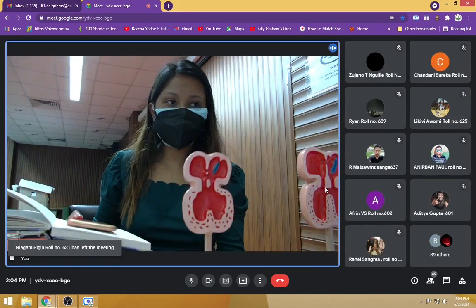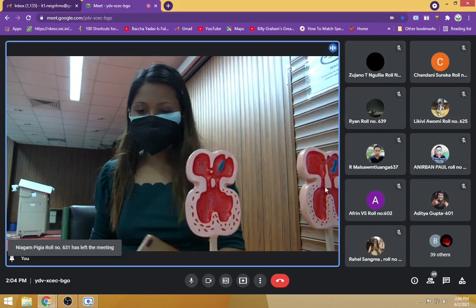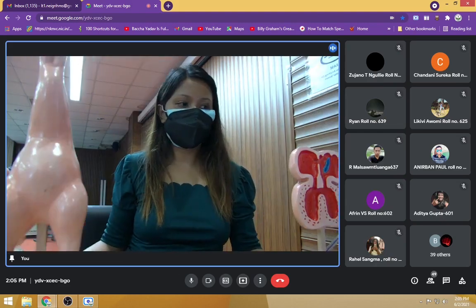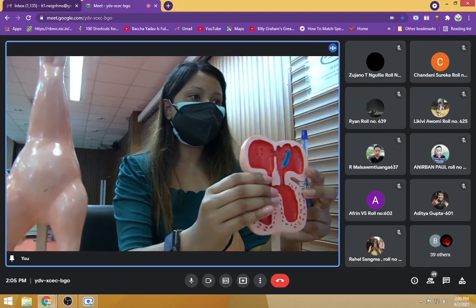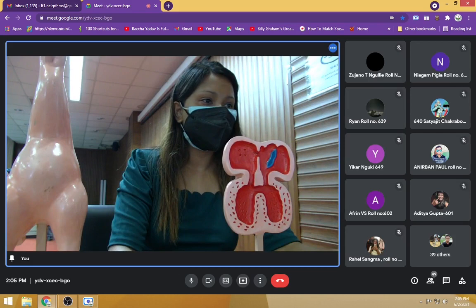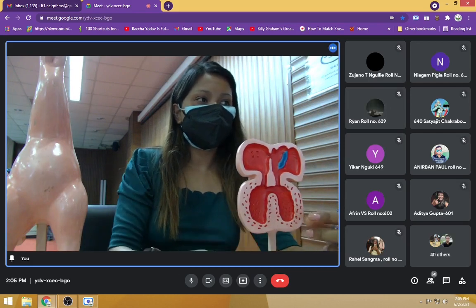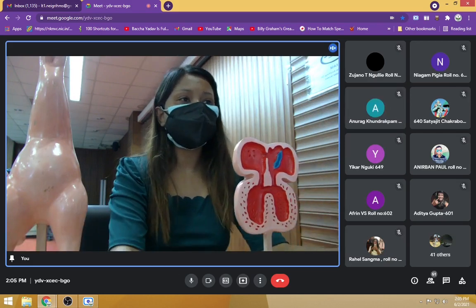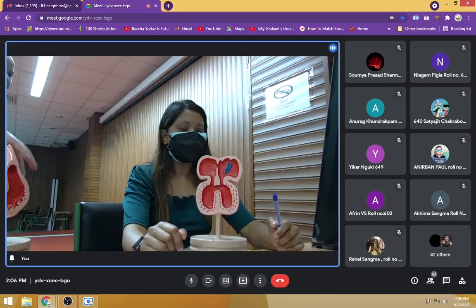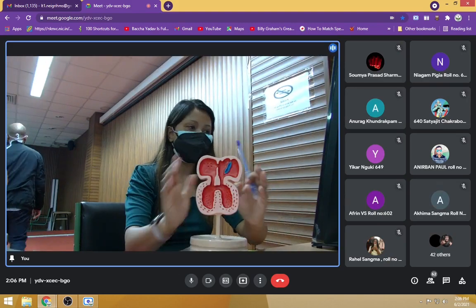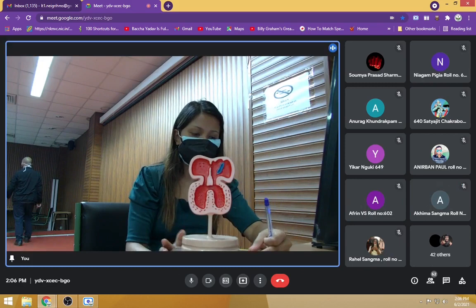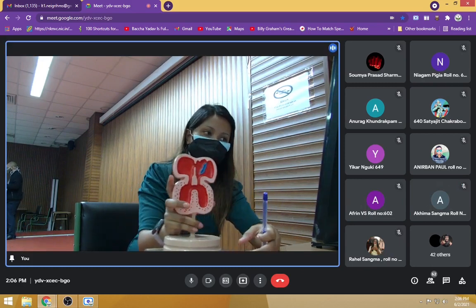So today we are going to show the embryology models. Everybody can see this model. Today we are going to show the model of the development of heart. So this is the model of the heart. If you are shown this, then you have to explain what are the structures present here.